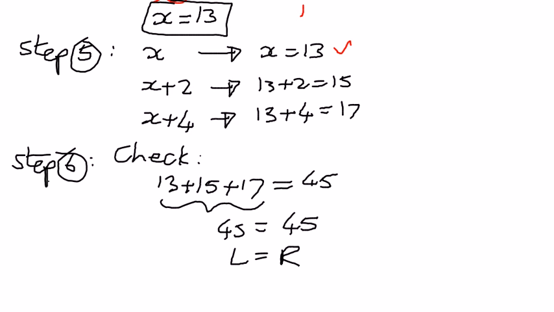13, 15 and 17 are three consecutive odd integers. After 13 comes 15, and after 15 comes 17, and this is the way we can apply these concepts to solve linear equations. In my next presentation we shall look at some more application problems to see how we can apply this concept of addition, subtraction, multiplication and division to solve linear equations.